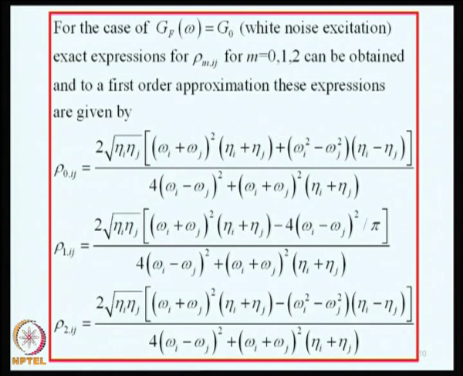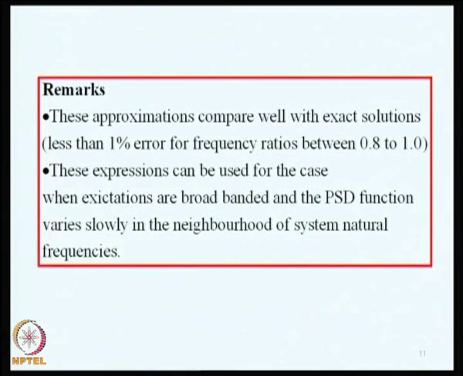Now, if we simplify the problem by assuming that G F of omega is a white noise, in which case the power spectral density function will be constant, we can derive the exact expressions for these spectral moments for m equal to 0, 1, 2, and to a first order approximation we can actually show that rho 0 i j, rho 1 i j and rho 2 i j are given by these expressions. The exact expressions are much longer than this, there is an approximation here in deriving this. Now, these approximations compare well with exact solutions. I think the error is less than about 1% for frequency ratios between 0.8 to 1.